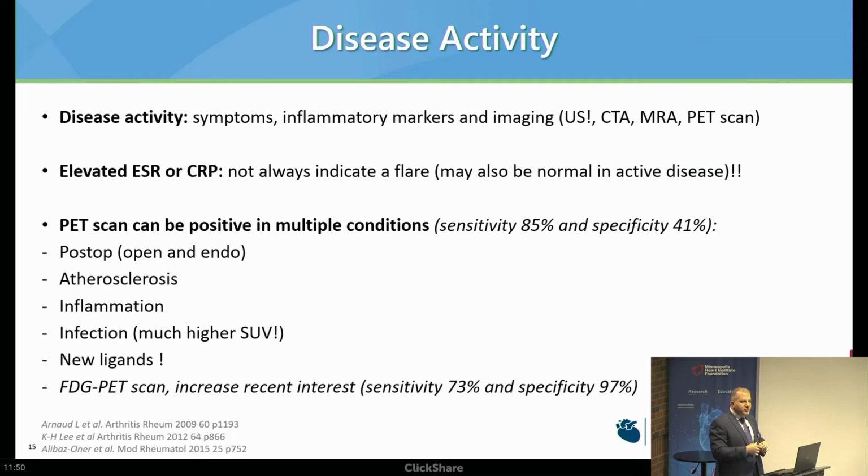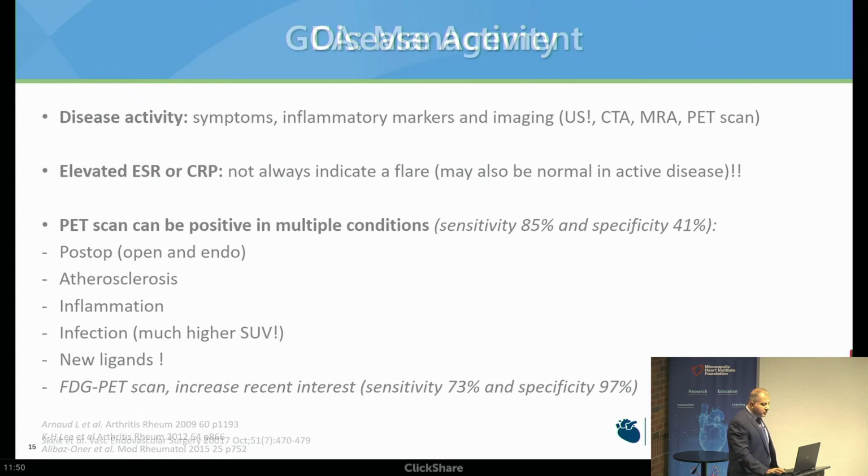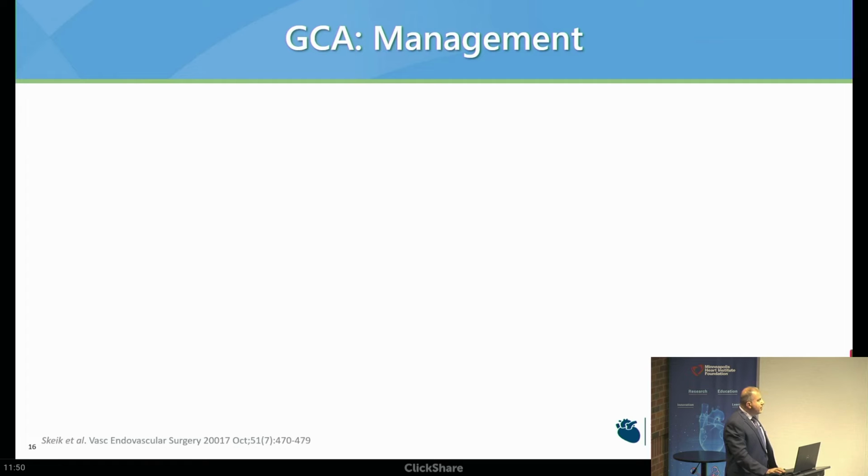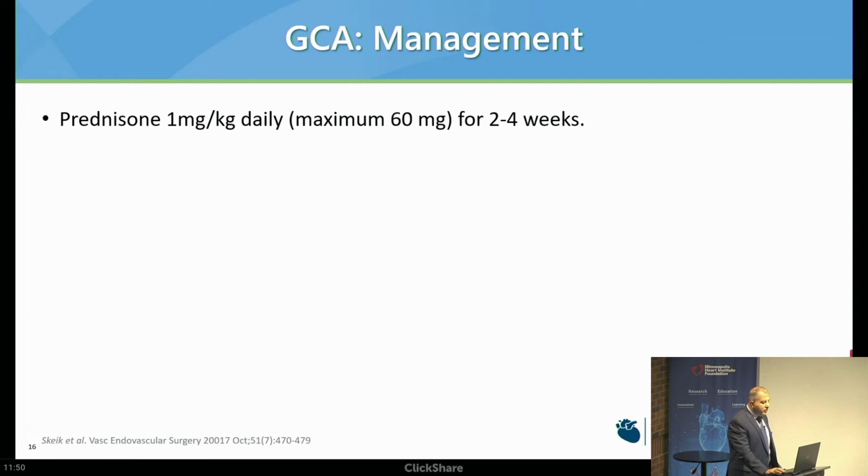But now there is more research about more specific ligands to nail it down to the inflammatory types. And we have the FDG PET scan now, and that actually brings up the specificity to up to 97% for diagnosis and follow-up. So how do we manage patients with GCA?